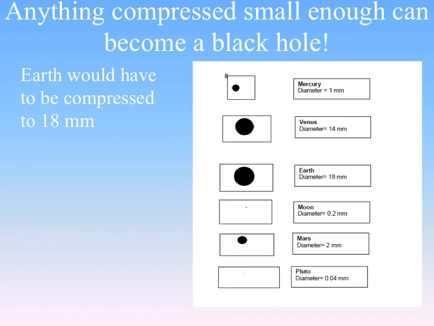So a big takeaway here is that any object, if it were compressed small enough, could become a black hole. So every one of these dots corresponds with the object to the right. And if its current size were compressed to this size, it would be a black hole. So if Earth, with a radius of about 6,700 kilometers, were compressed to have a diameter of 18 millimeters, this big, it would be a black hole. The moon would be this little pixel, and Pluto would be this tiny little pixel.